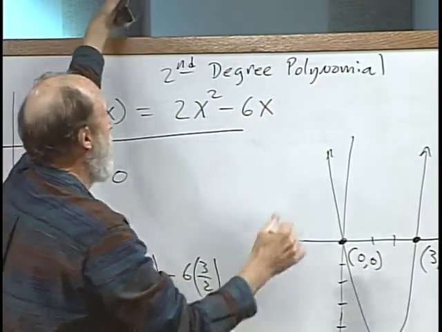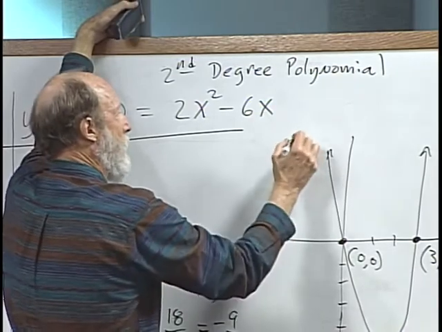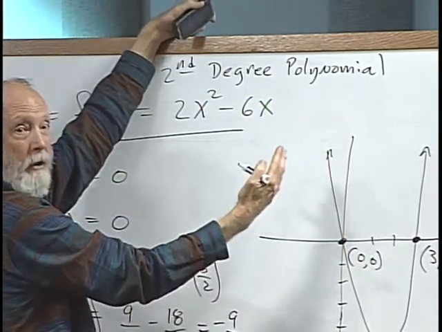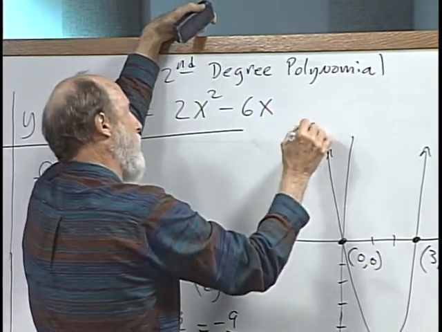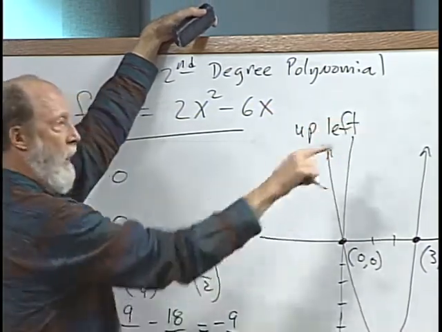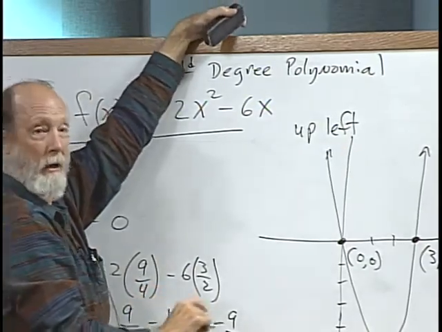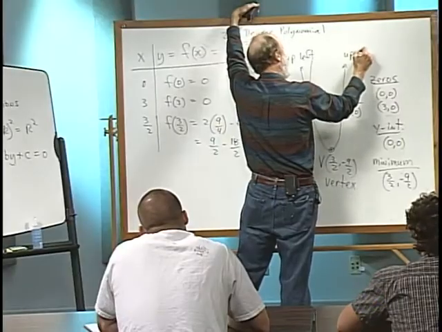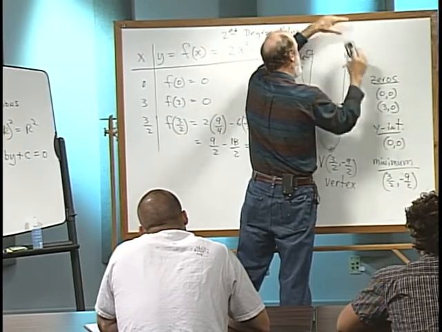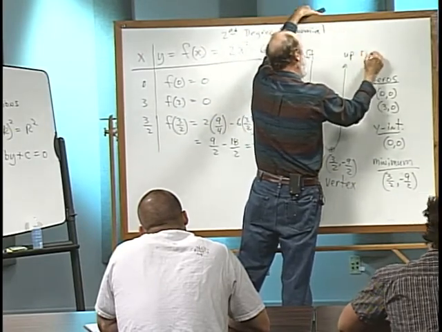All right. This particular polynomial ends up trending to the left, up left, doesn't it? And you're going to hear me say that kind of thing a lot later in the course. Up left and up right. Not a single word, but up to the right.